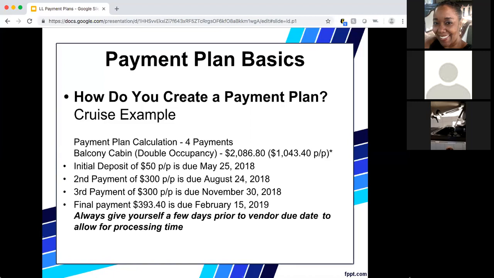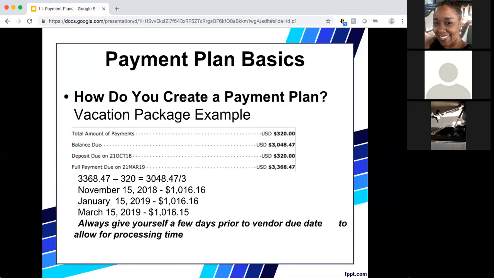So you want to always give yourself ample processing time to actually process the payments. Because with the vendors, depending on who they are, you may have to do it online manually. Some you may have to do it over the phone with an agent. So you just want to give yourself enough time to make it manageable both for you as well as beneficial for your client. Now let's look at a vacation package example.